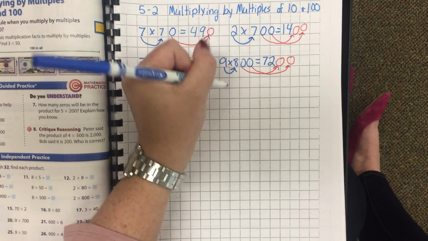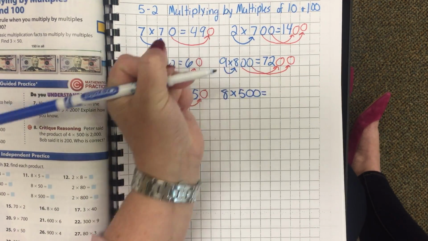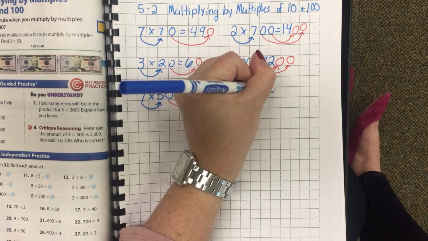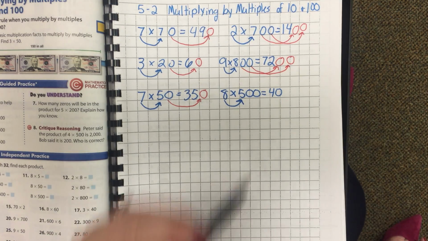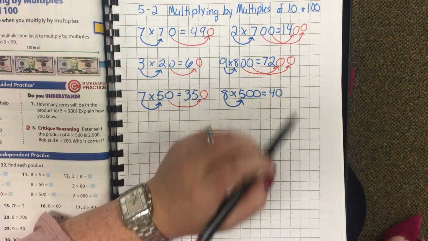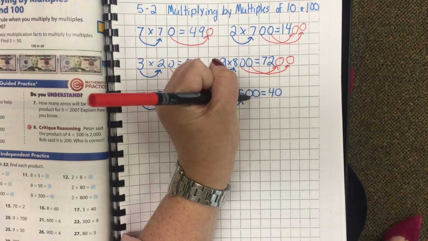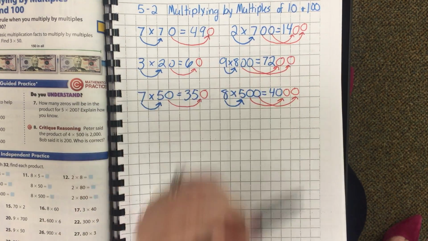8 times 500. All I'm doing is 8 times 5, which is 40. And then, I must not let myself get confused by the fact that there is already a 0 there, because that's going to be what gets you in trouble. That's why I make my arrows like this to help me out. Put on 1 zero, put on the other zero.